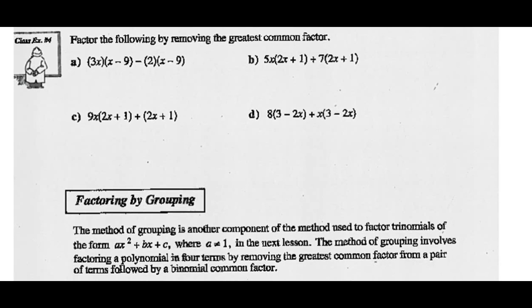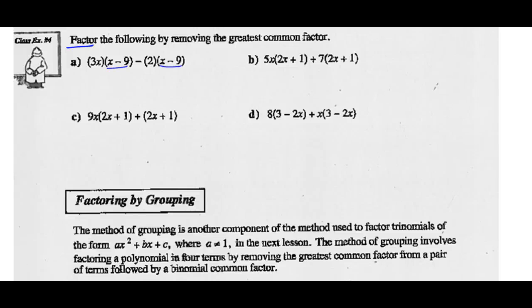All right. I've got 3x times x minus 9, subtract 2 times x minus 9. You may want to expand this out, but this question is asking us to factor. So if I'm asked to factor, I don't want to multiply through the brackets. I want to look for something common between these terms. And I notice x minus 9 is common between these terms.